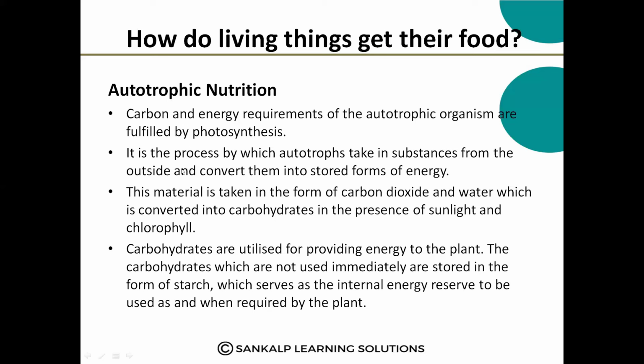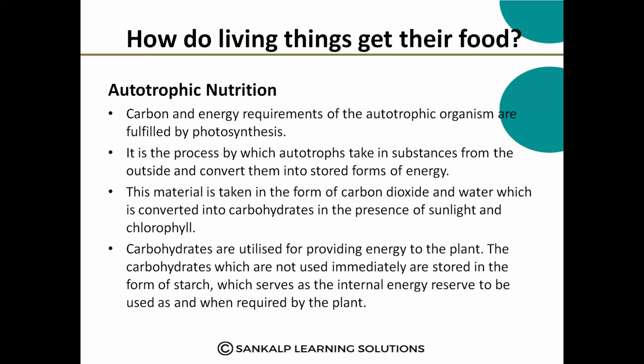So using all these materials, it produces the carbohydrates. So that is the source of energy. That is the food which is prepared by the autotrophs. And these carbohydrates are utilized as energy in the plant, and what is not used is stored in different parts of the plant. For example, carrot. The carrot we eat is the stored food of the plant, right?